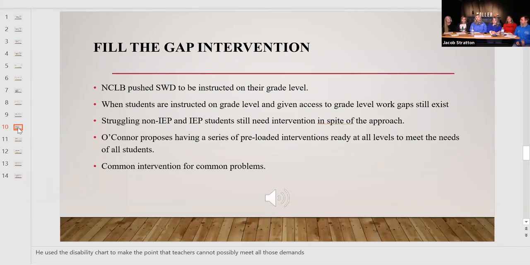But I think the whole gist is to have something ready that we can pull and not waste valuable planning time and instructional time trying to search for those things. So one thing I would encourage with that is to have those materials ready to go, and not only have them ready to go, but as a teacher, understand how to provide those interventions for the student.